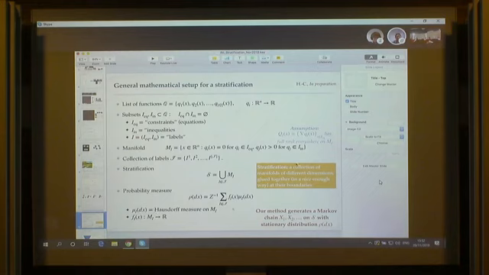So here's the mathematical setup. I'm going to explain this setup. It's fairly abstract, and then I'll give many examples to illustrate it. So we start with a list of functions, script Q, just a list of functions from R^n to R. We assume continuously differentiable.